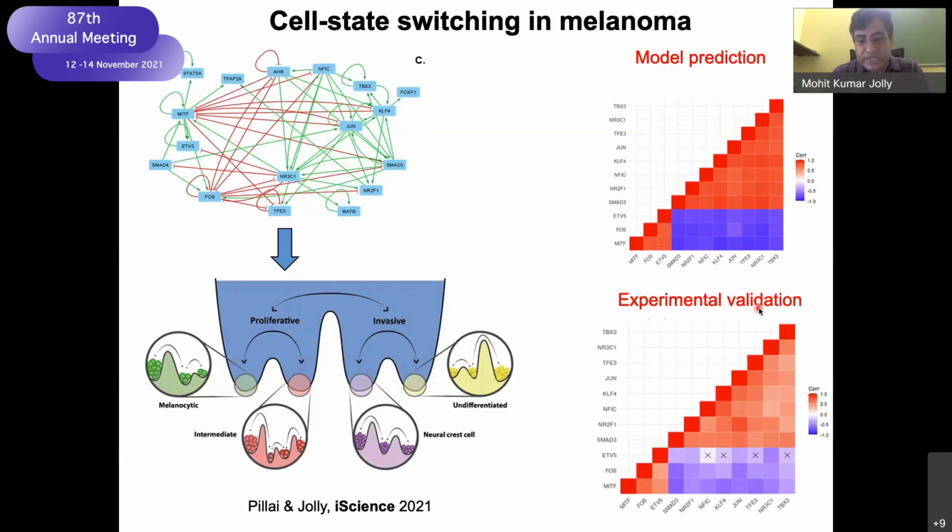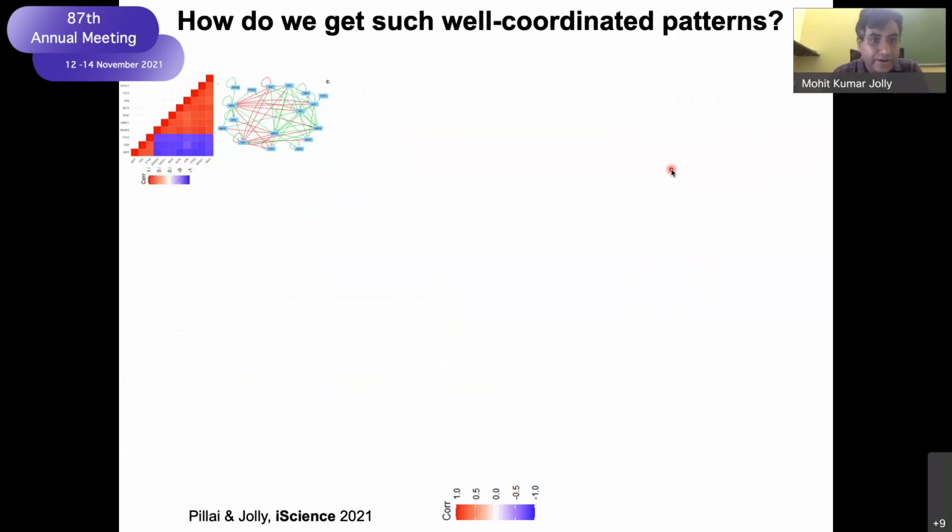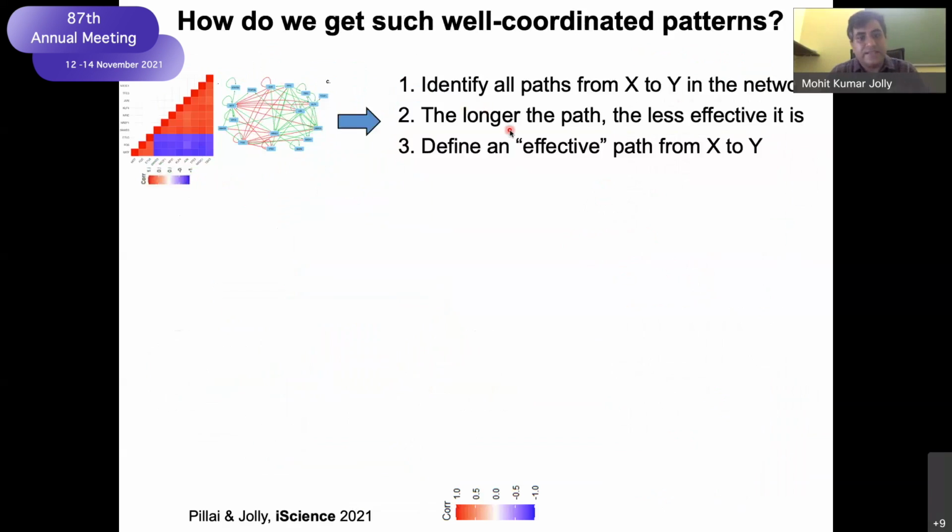Now, this is where the question comes: how do we get such coordinated patterns, such well-coordinated scenarios? So again, we go back to the network, and what we do here is take any two nodes in the network, identify all the different paths that go from node X to node Y, sum them up and replace them with one path. The longer the path, the less the effectivity.